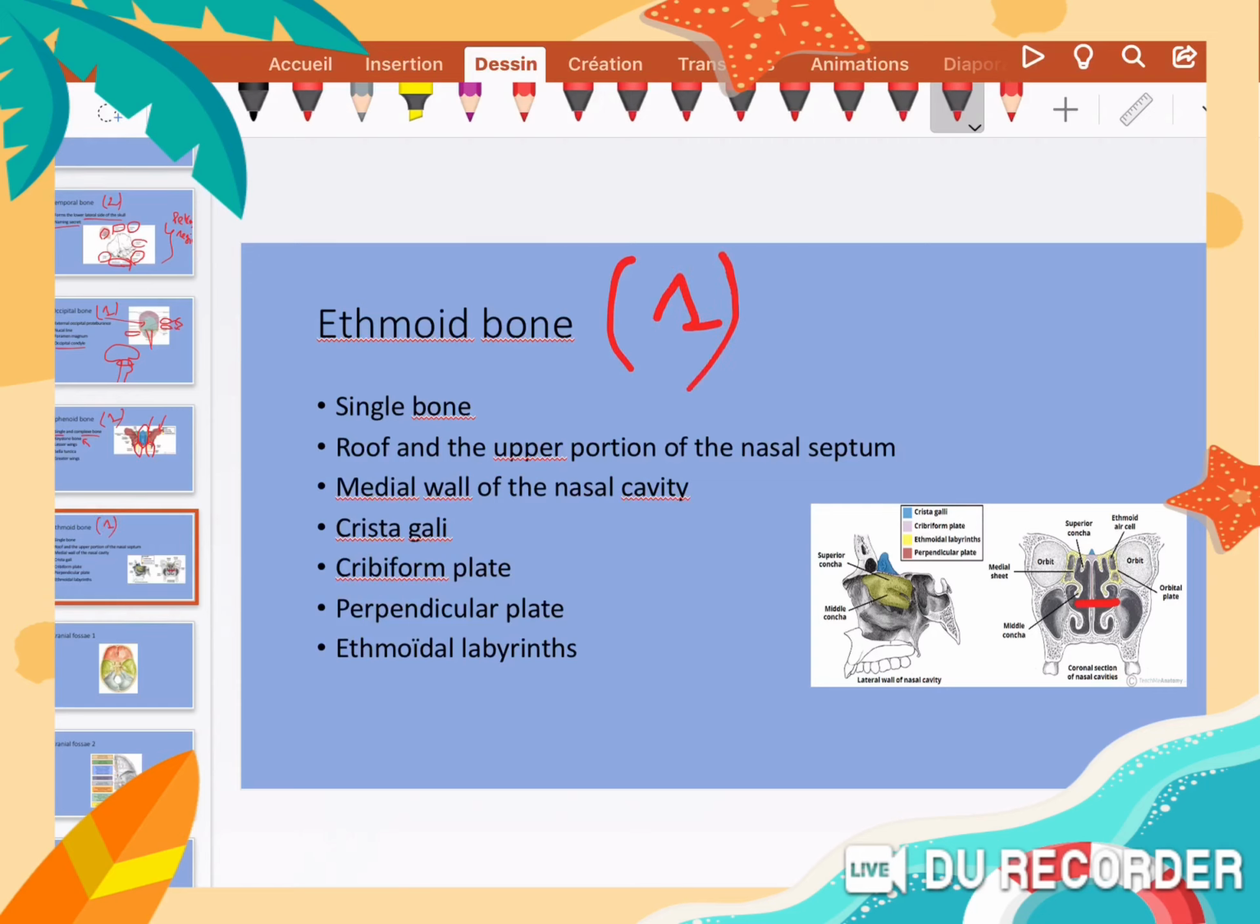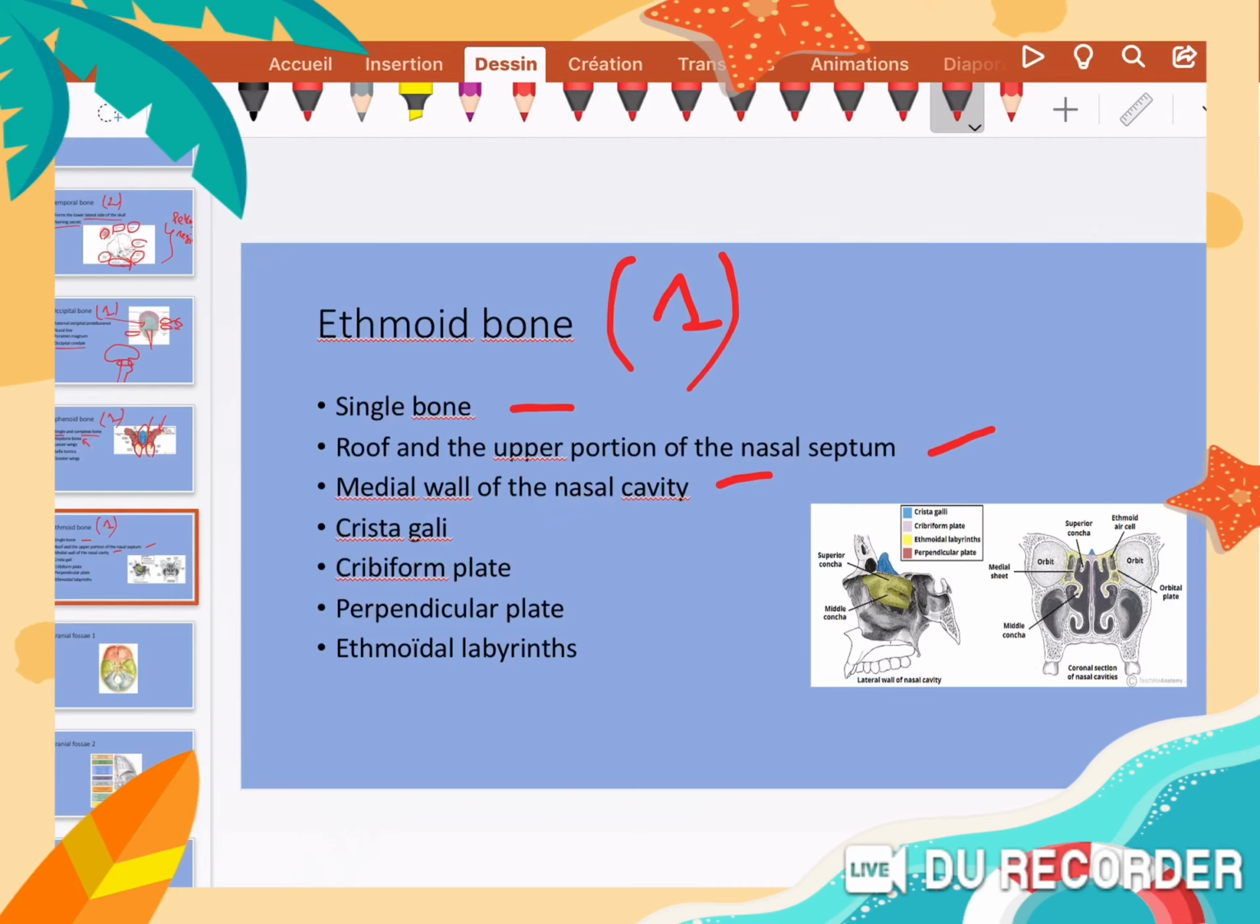And the last cranial bone is the ethmoid bone. When we say ethmoid, we must remember olfaction, okay? Ethmoid is where the olfactory nerve passes through. Olfaction, or smell, okay? It's a single bone, we have only one. It forms the roof and the upper portion of the nasal septum. It forms also the medial wall of the nasal cavity, okay.